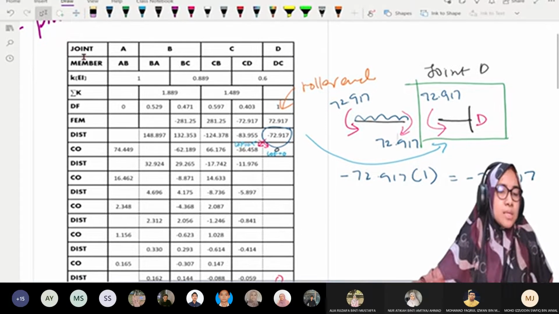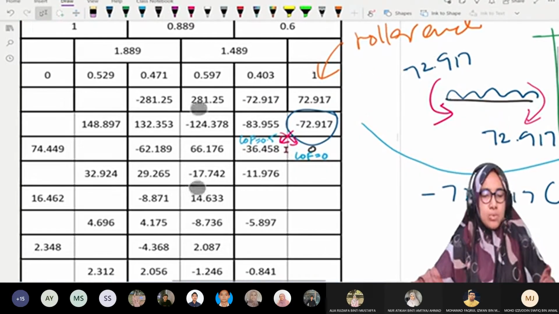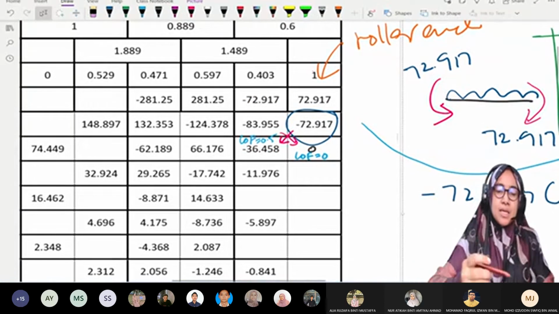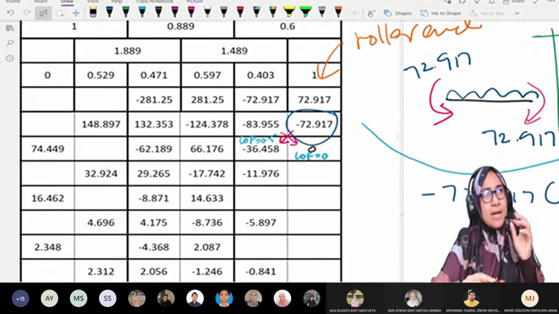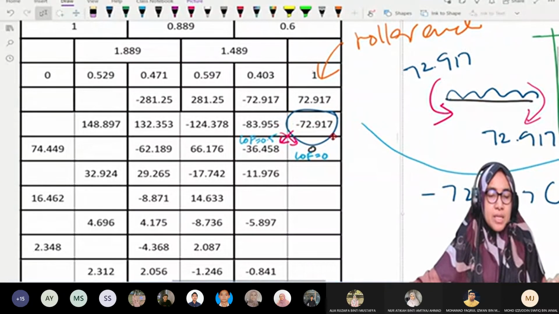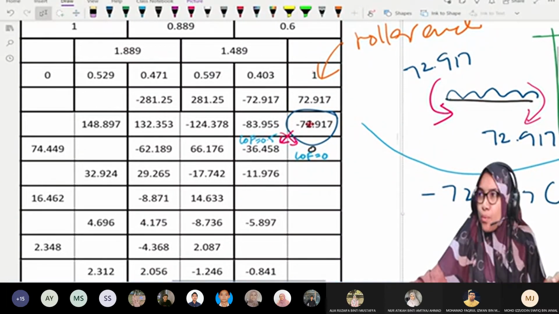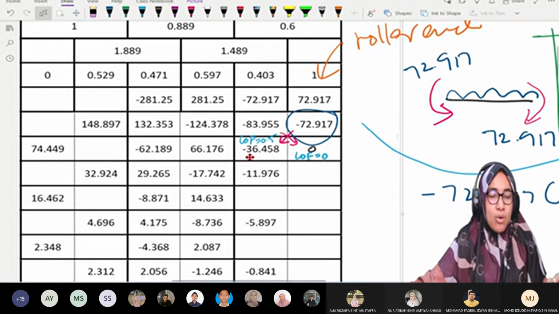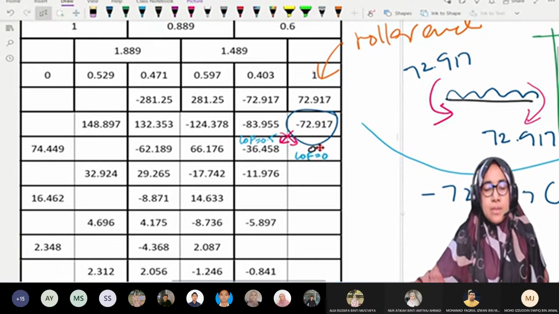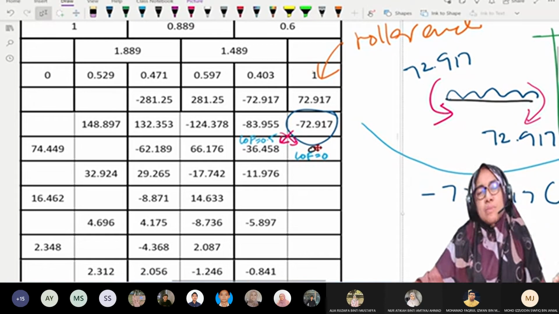Saya nak kena reset balik ni. Yang ni tak boleh nak zoom kan. Boleh dah. Nampak tak sini kan? Sini you should get like this. Bila you apply yang option number 1 tadi, we get negative 72.917 sini. Lepas tu carry over dapat negative 36.548. But negative 83.955 you carry dapat 0. Because factor is 0. Okay, so ingat yang tu je.